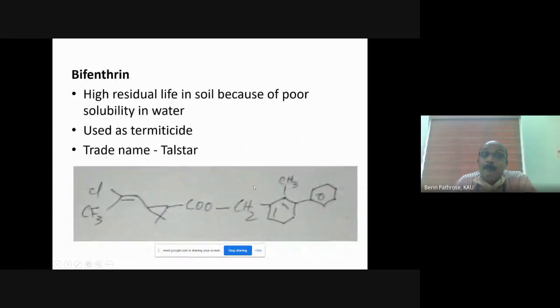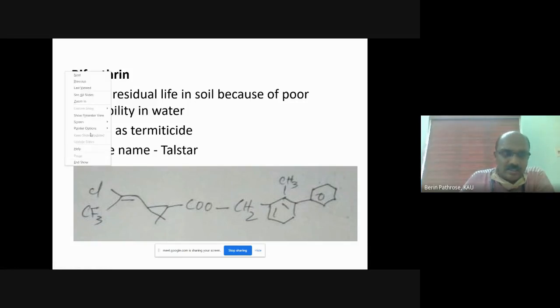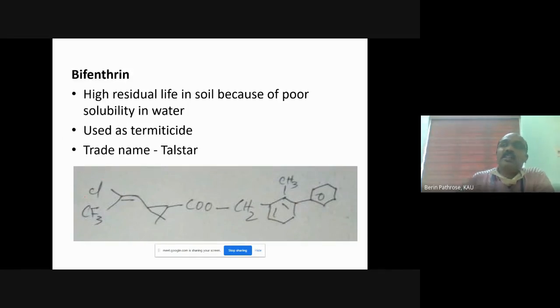Coming to the next one, bifenthrin. Bifenthrin is one which is widely used in agriculture now. It is used especially for termite treatment. It is used as a termiticide. It can be drenched in soil. See the chlorine atom. If you remember yesterday's class, I told you in chlorpyrifos there are 3 chlorine atoms, and because of that it persists in the soil. Remember, we have 1 chlorine and 3 fluorine over here in bifenthrin.